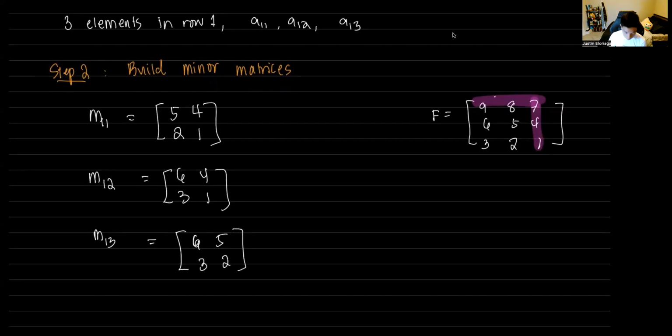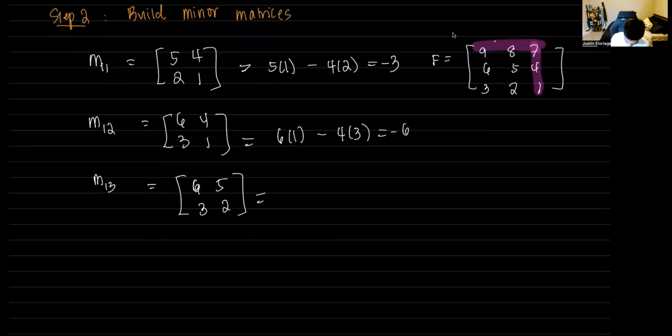Then what we need to do is get the determinant of these minor matrices. The determinant of a 2 by 2 is straightforward: ad minus bc. So this is 5 times 1 minus 4 times 2, which is equal to -3. Next, we have 6 times 1 minus 4 times 3, which is -6. Last, we have 6 times 2 minus 5 times 3, which is -3.